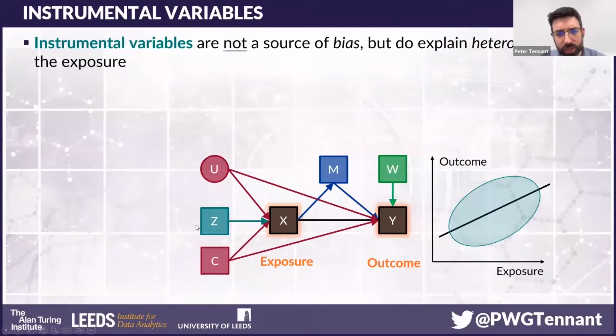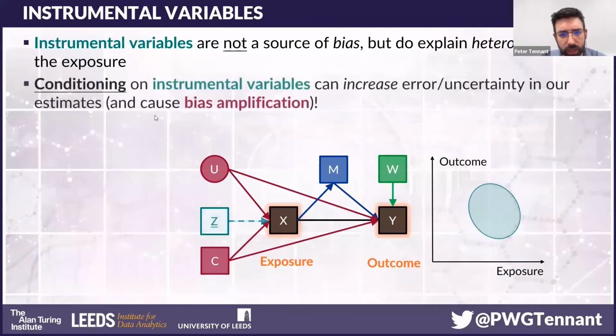Okay, so if we were to inadvertently condition on an instrumental variable, then we would actually increase the error and the uncertainty of our estimate, and in fact risk introducing bias amplification, because in a sense any unresolved biases would become even more influential within this sort of tighter space. So the classical advice, if you have an instrumental variable, is that you should not condition on it, because this is going to be the problem that you face.